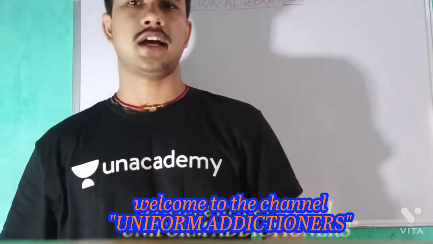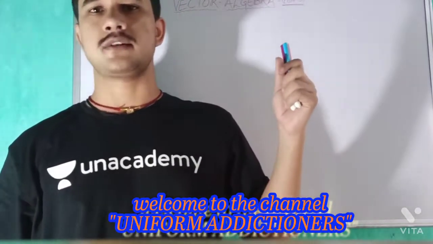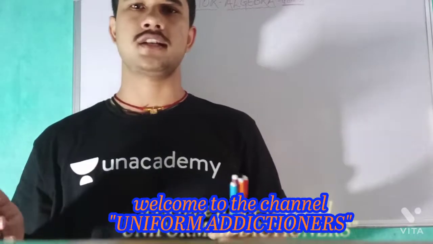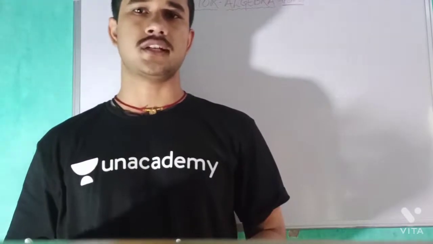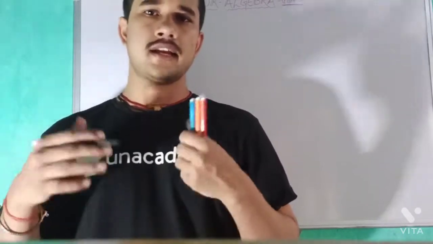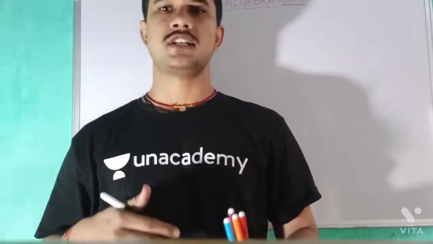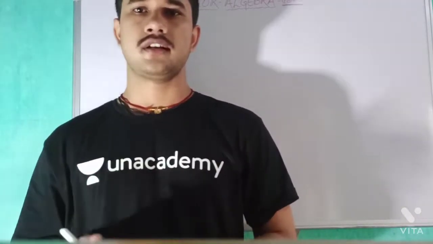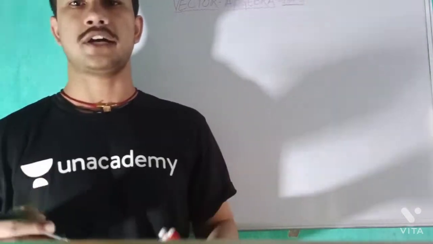So let's start with the third part of vector algebra, and in this part we'll be discussing the subtraction of vectors, their properties, and then we'll be trying to do the multiplication of a vector with a scalar. So let's start with the first part of the topic.